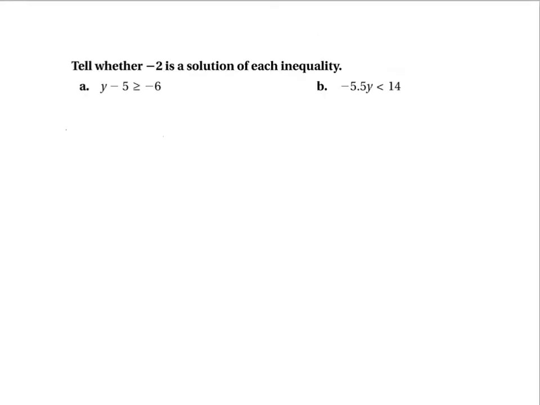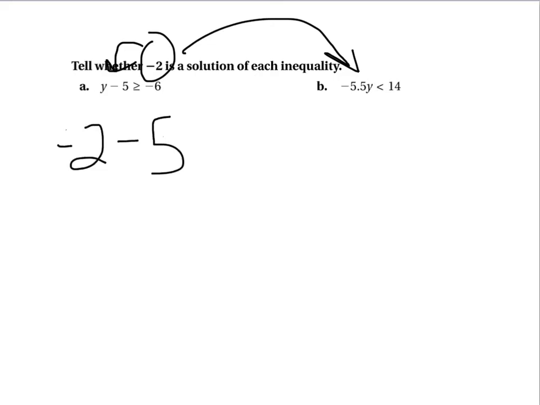Alright, some other practice problems here. It says tell whether -2 is a solution of each inequality. You basically just have to take the -2 and plug it in to the inequality expressions. Let's do A together. -2 minus 5 has to be greater than or equal to -6.